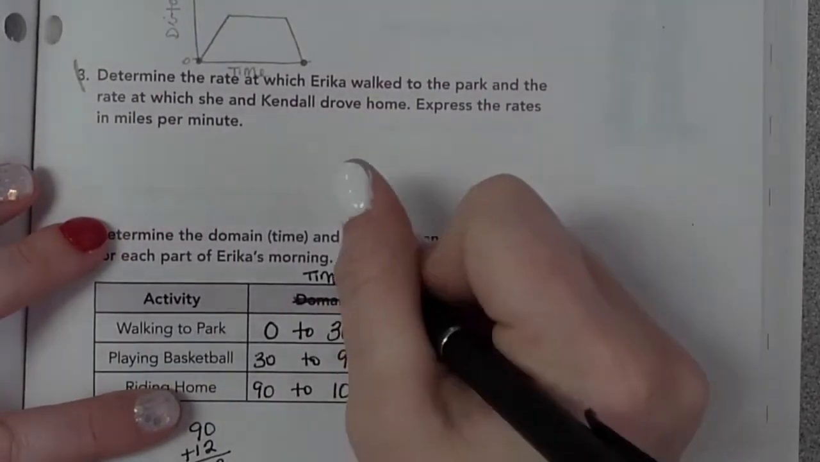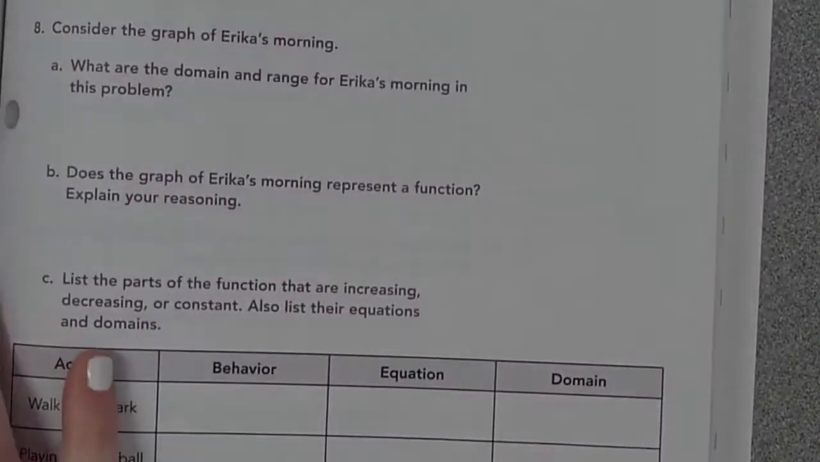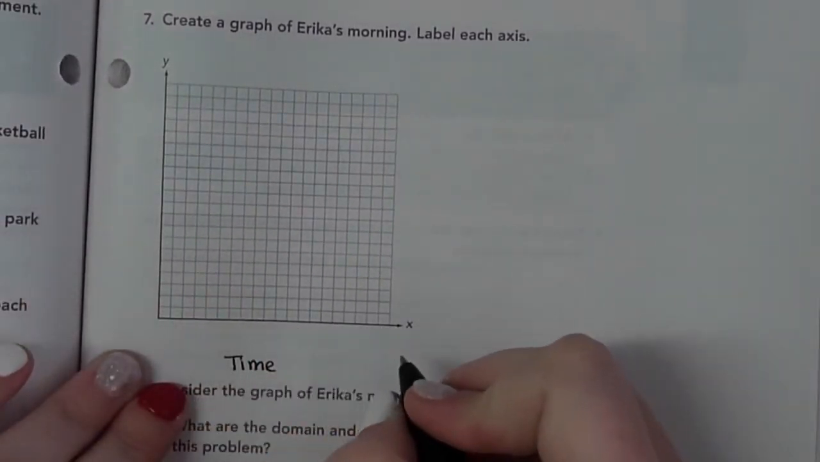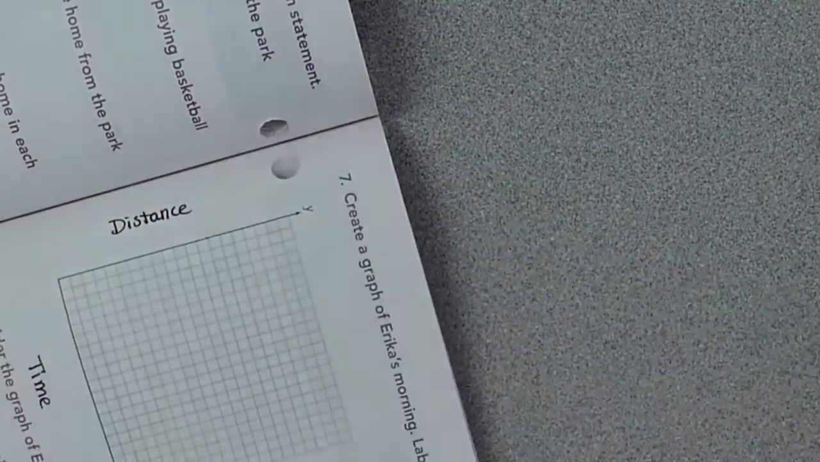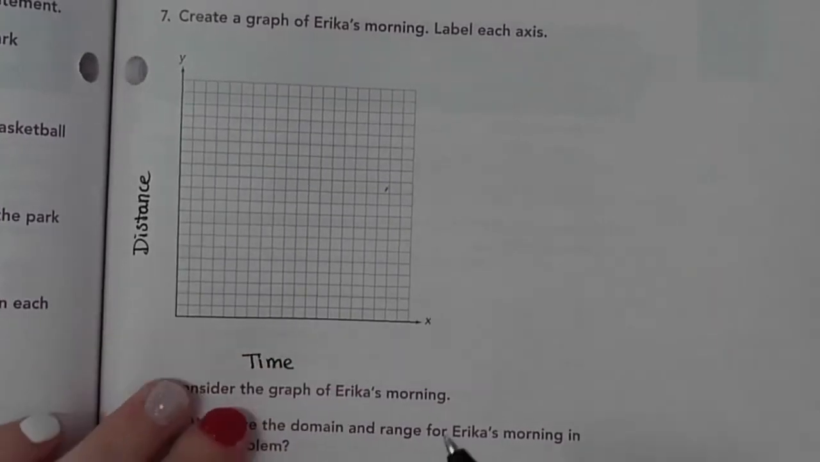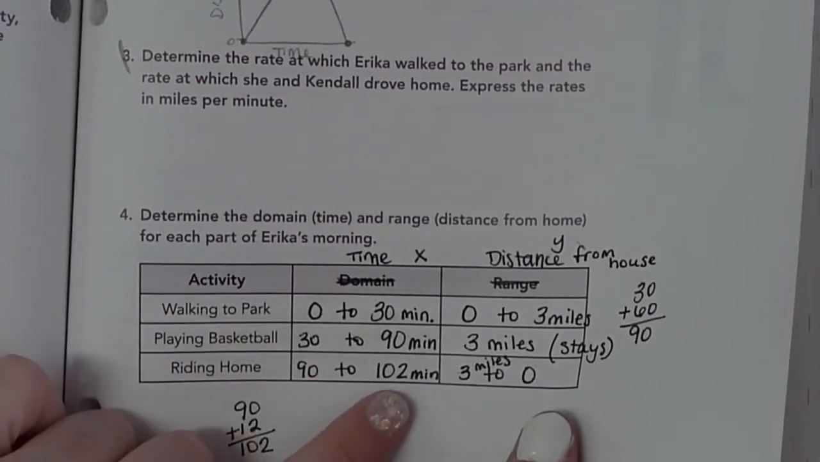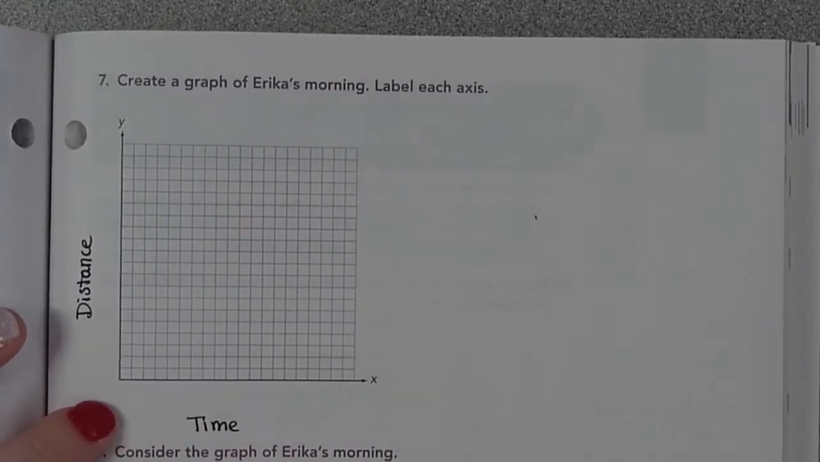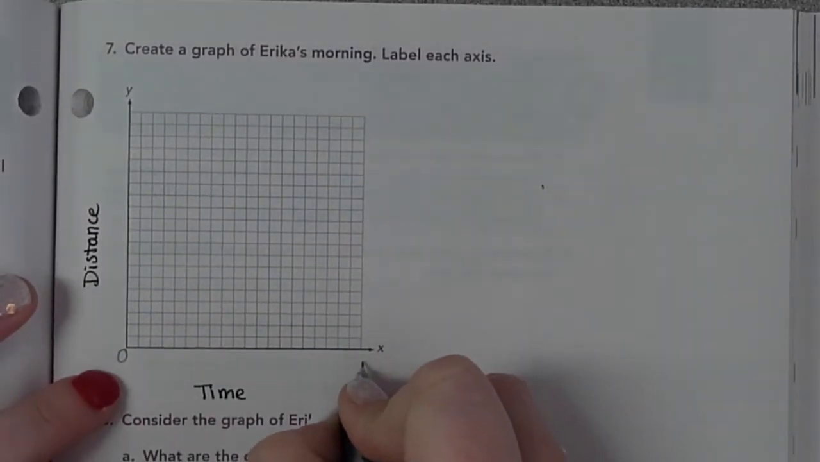So again, time is X, distance is Y. So we're going to work on the graph, which is question 7. So we have time, which is on X, and distance, which is on Y. If we think about the time, our smallest amount of time is 0 and our largest amount of time is 102. So our time part of our graph needs to start at 0 and needs to get to 102.